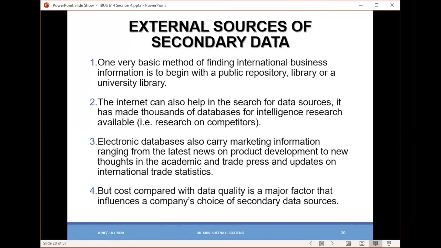Yeah, so that is it for the internal sources of data. Let's talk about the external sources of secondary data now. For the external sources of secondary data, we can talk about a very basic method of finding international business information to begin with, which is public repositories.